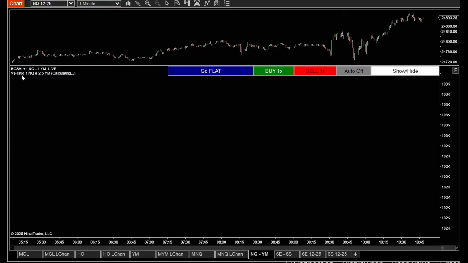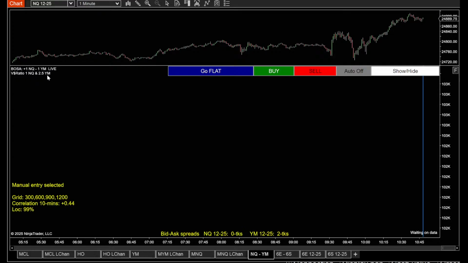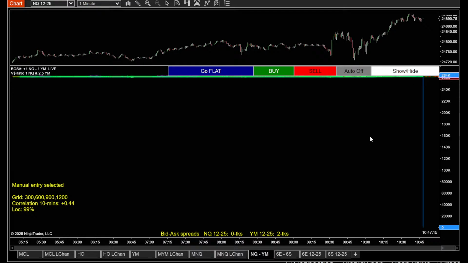I'm seeing this V dollar ratio is quite unbalanced. It's 1 NQ versus 2.5 YM. You want to balance these instruments. You don't want to trade, let's say you have a very small moving instrument like the 6E, for instance. It might only range $300 in equity over the day.